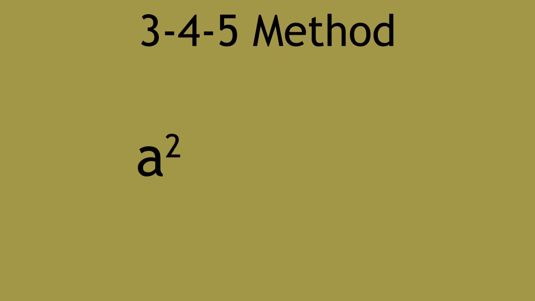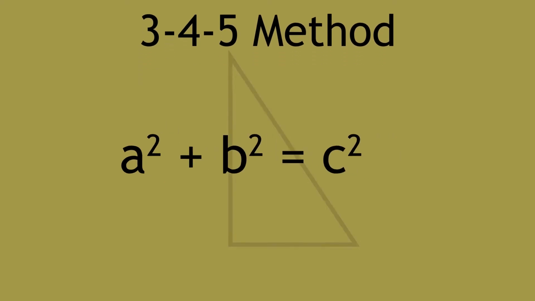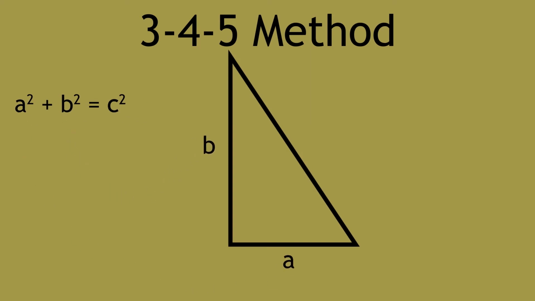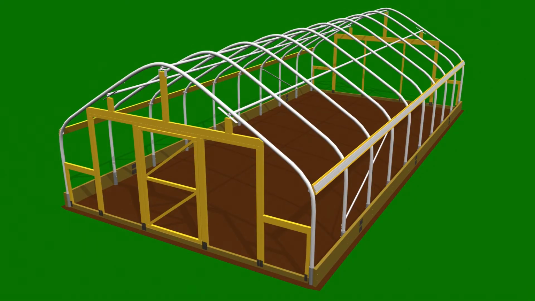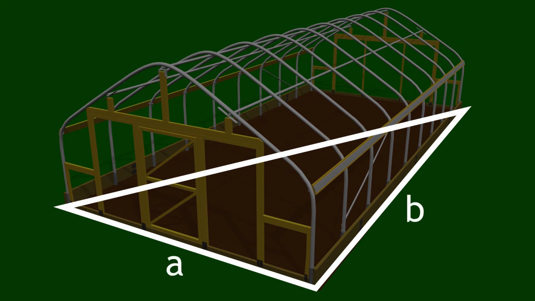The first approach is commonly known as the 3-4-5 method. It is based on the formula a squared plus b squared equals c squared. The letters signify the lengths of each side of a right triangle. This formula is also known as the Pythagorean theorem. Related to a high tunnel, a and b are the width and length of a tunnel, and c is the diagonal of the tunnel.